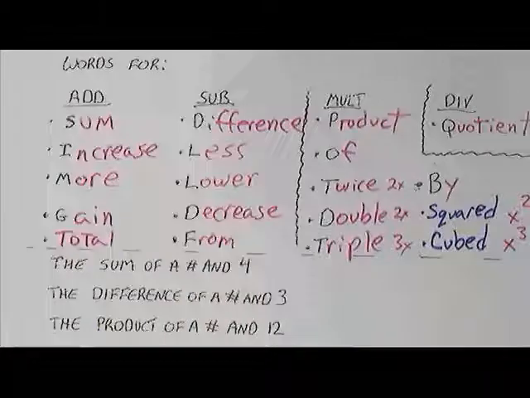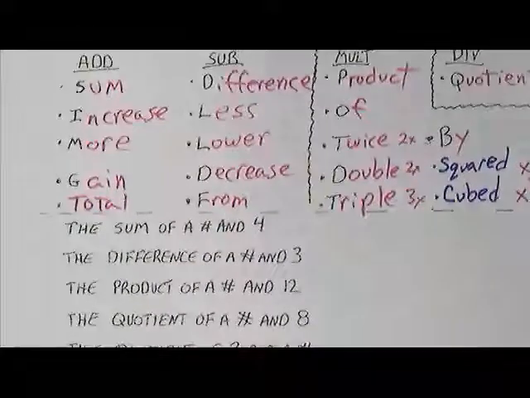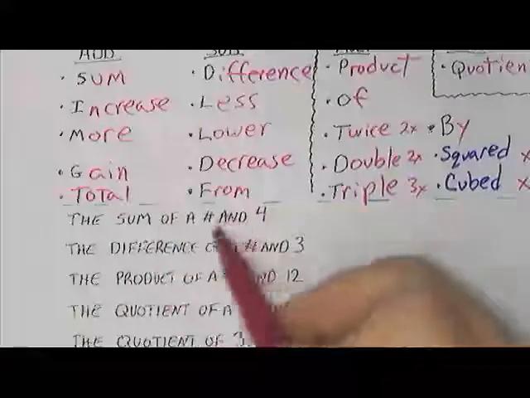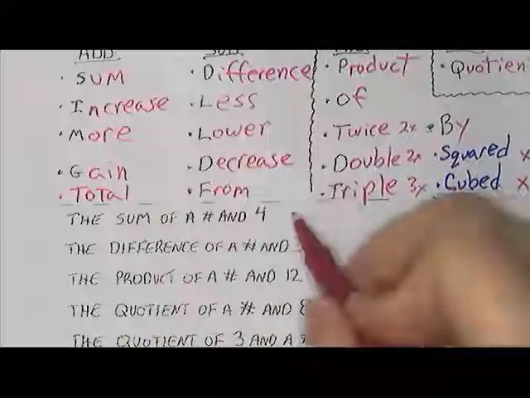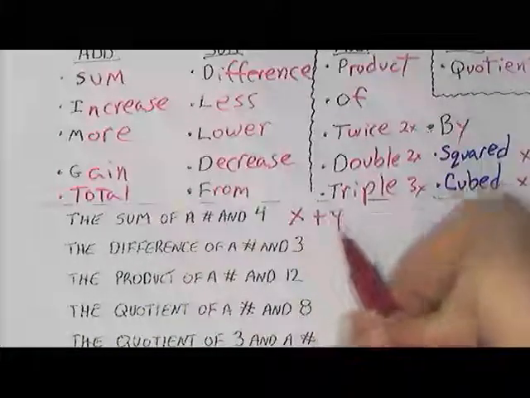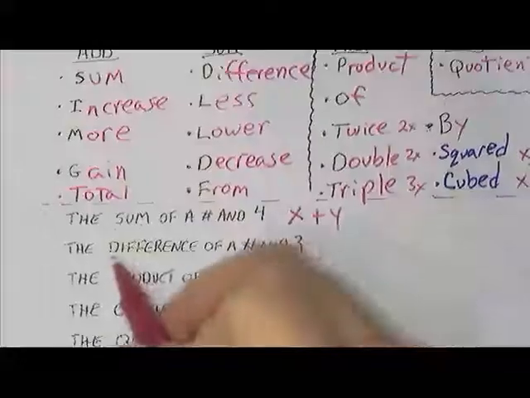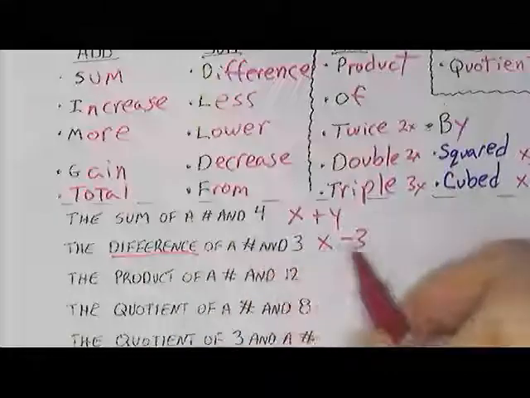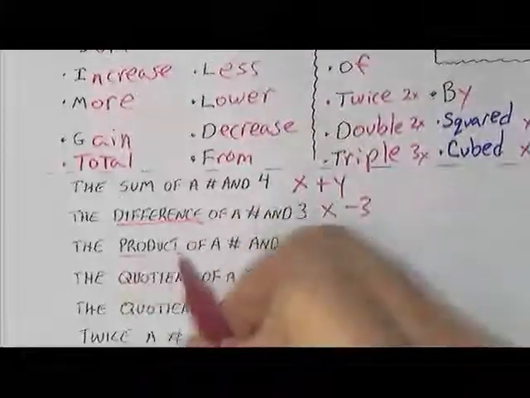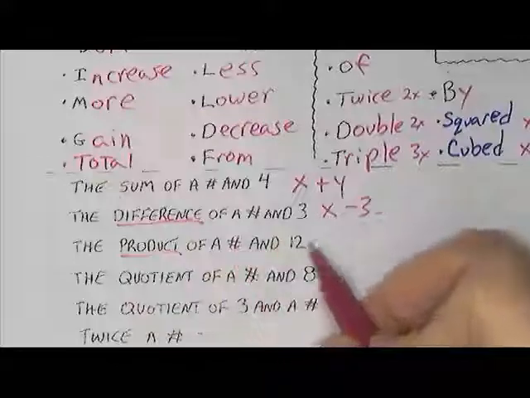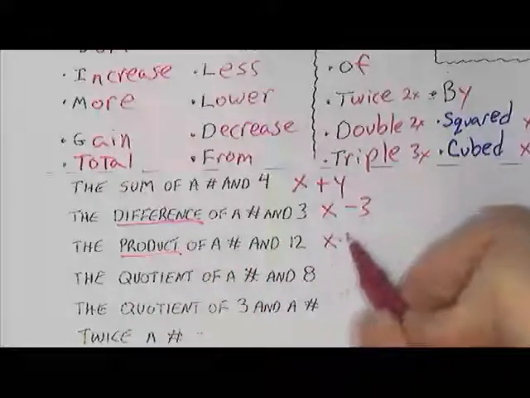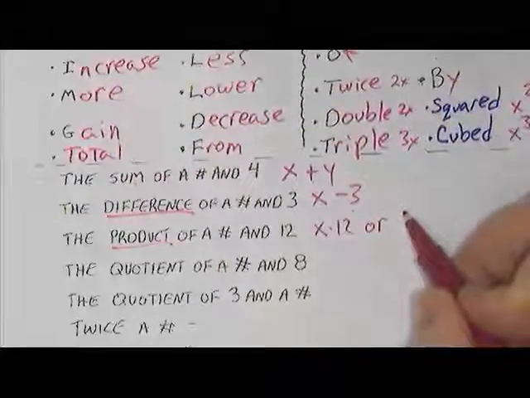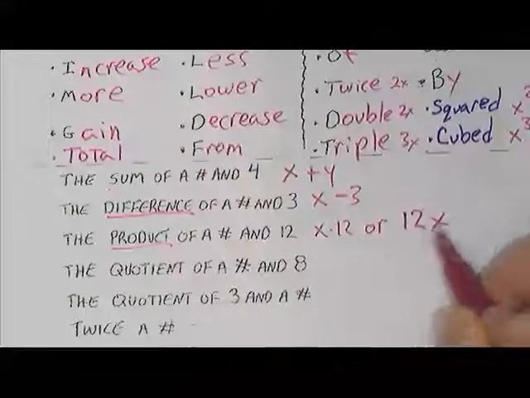Okay, let's go ahead and translate some of these down below. We're translating it from a phrase to an expression. The sum means add a number and 4. We'll use x for a number, x plus 4. Difference means subtract a number and 3. Product means multiply a number and 12. That would be x times 12, or what we'd like to do in algebra is just say 12x. That's 12 times x.